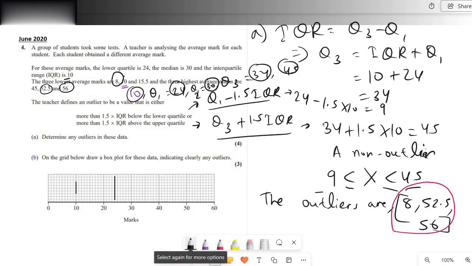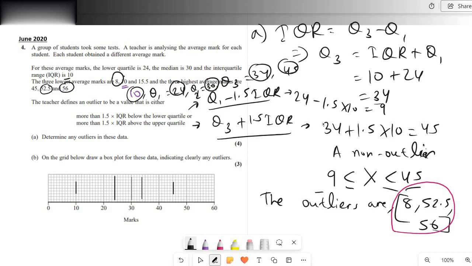Then we also have the median, which is at 30. So we can extend a line like this, which is going to be something like this. Then we have the upper quartile, which is at 34. So it's going to be around here. Finally, we have 45, which is the largest value that is not an outlier. So it's going to be something like this.